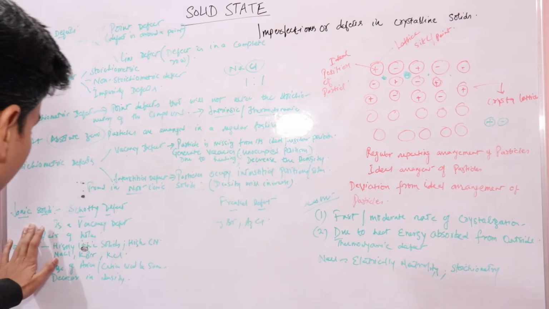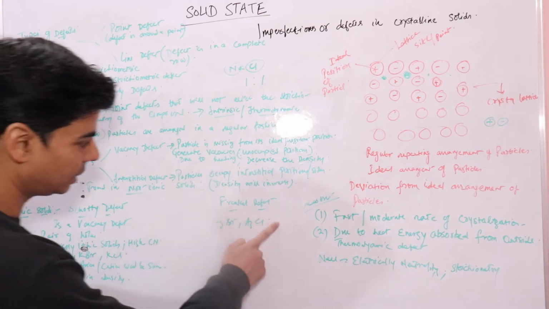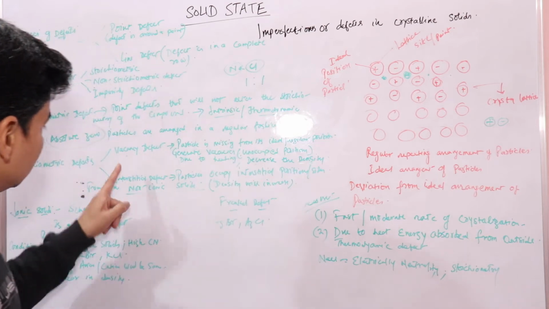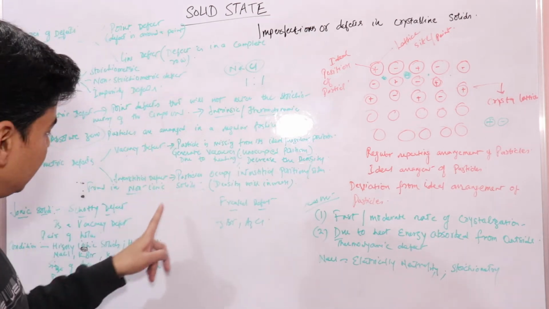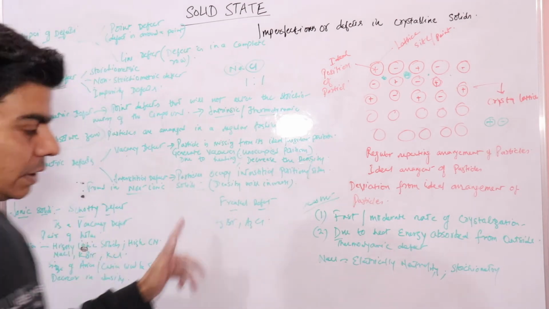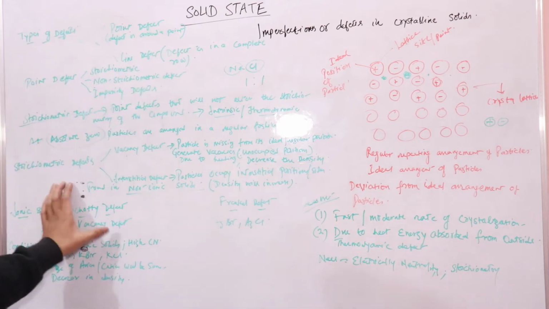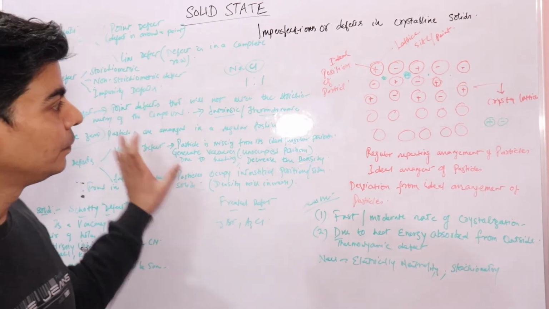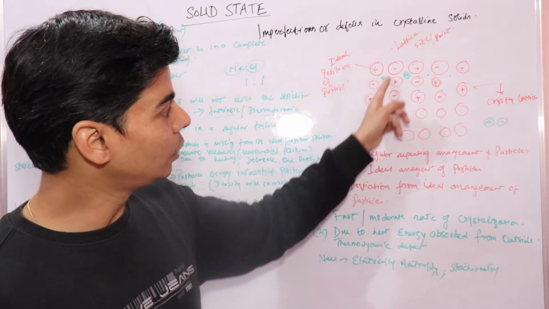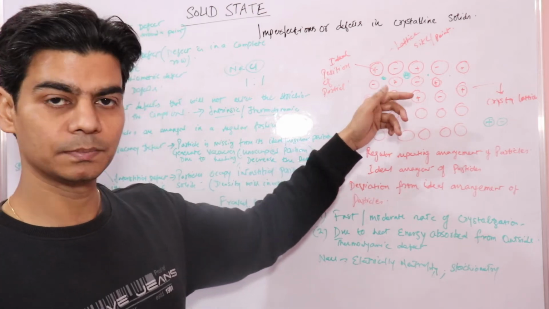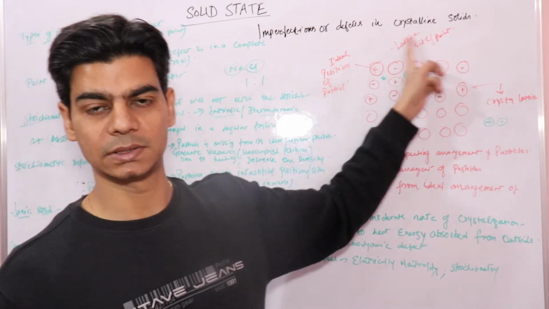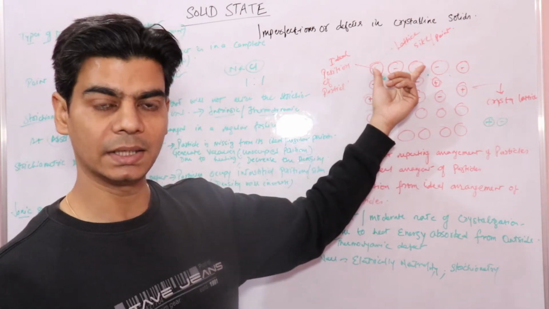We already said in the previous lecture that these Schottky and Frenkel defects are shown by ionic solids. When we talk about vacancy defect and interstitial defect in the case of ionic solids, we call them Schottky defect and Frenkel defect, right? So Schottky defect is a kind of vacancy defect where a pair of ions, that is cation and anion, since it's an ionic solid, would be missing from its lattice sites.